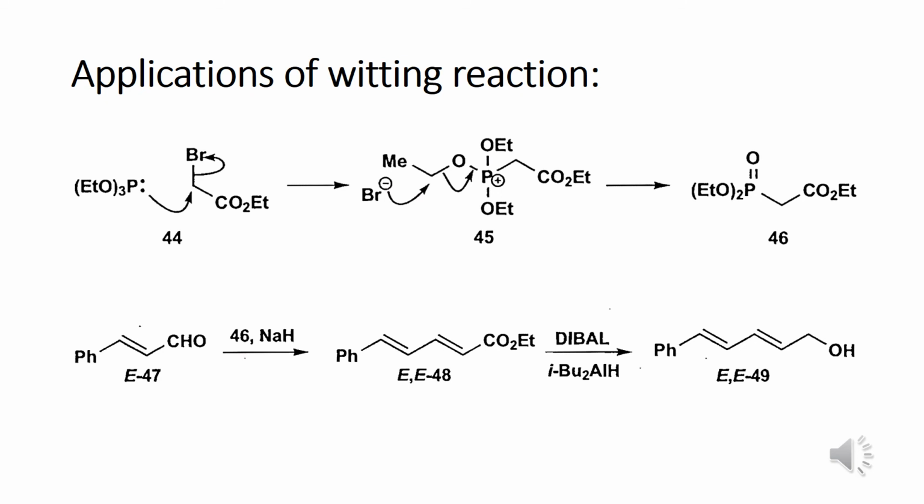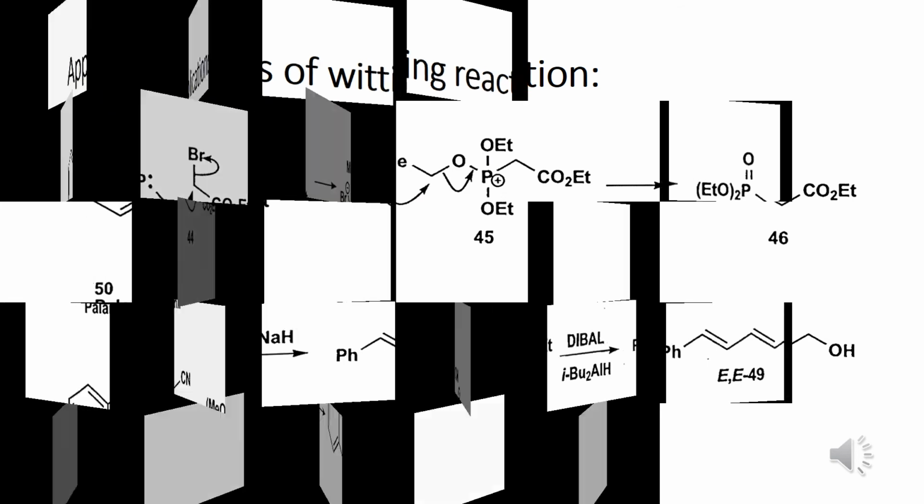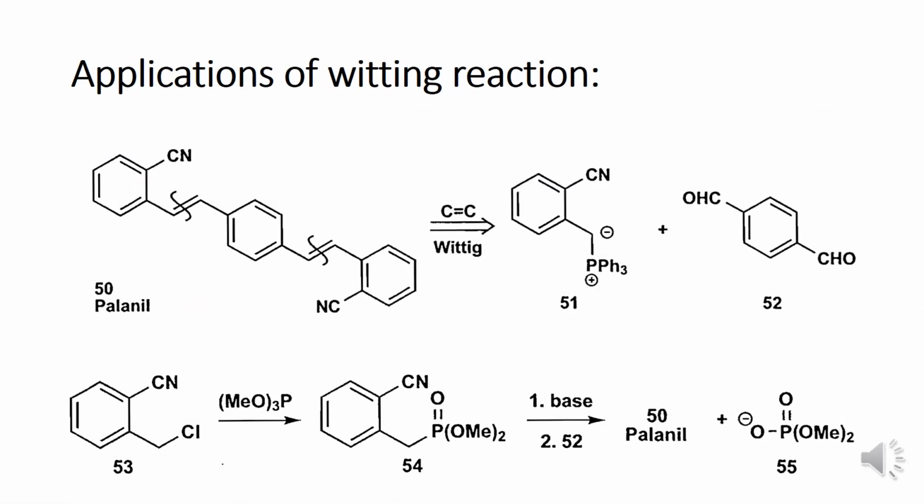The HWE reaction with the aldehyde, that is structure 47, gives the diene ester, that is 48, and by reduction the diol 49 is obtained. Further in application, we have the example of the optical brightener, which is known as pteryline, that is structure 50 over here. It makes your clothes look whiter than white, and your T-shirt fluoresce in UV light.